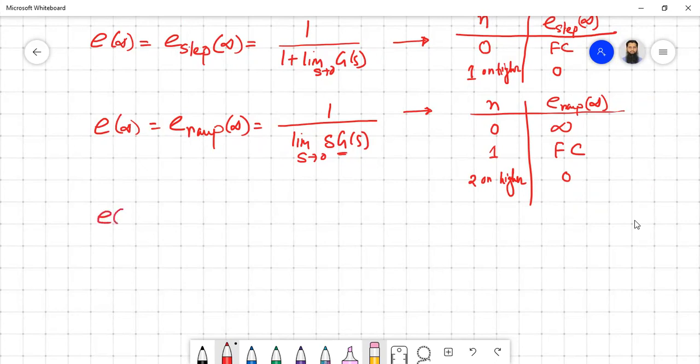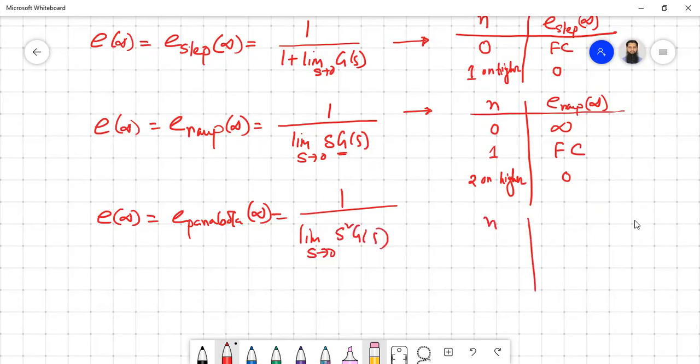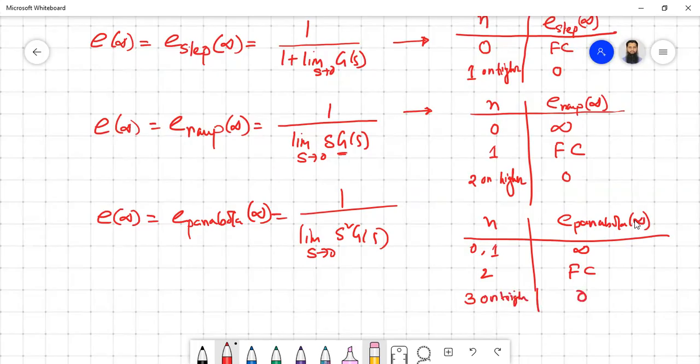And the final one, E infinity for the parabolic input. We had a formula 1 by limit s tends to 0, s squared G(s). Similarly, based on the value of n, the system type, we have seen that for 0 and 1, we have an infinite steady state error. If it is 2, then s squared is getting cancelled out, so we get some finite value. And if n is 3 or higher, we are going to get 0 steady state error.